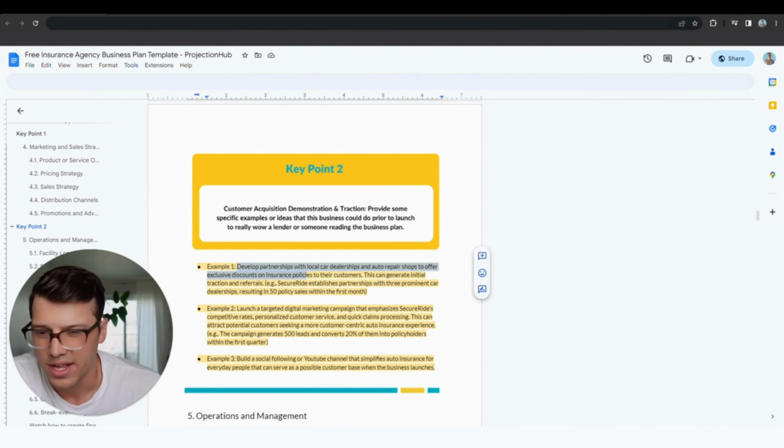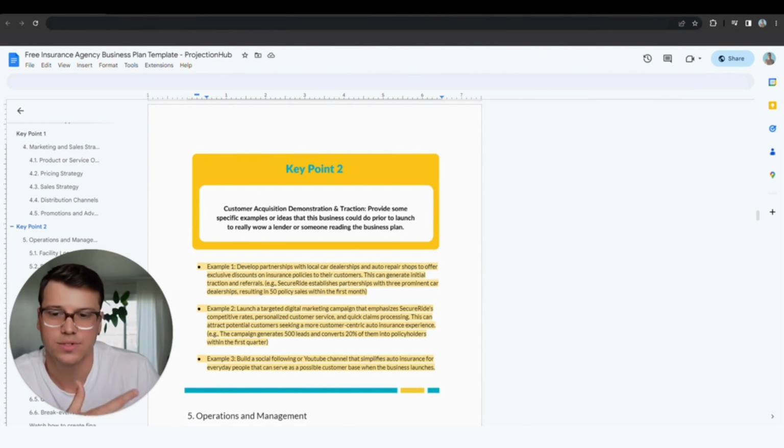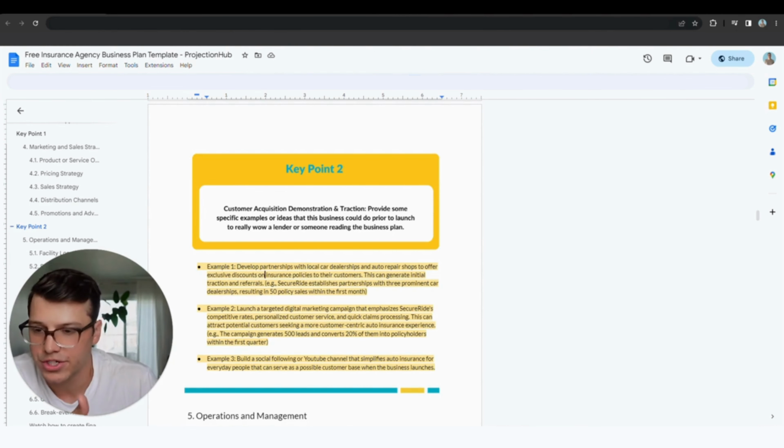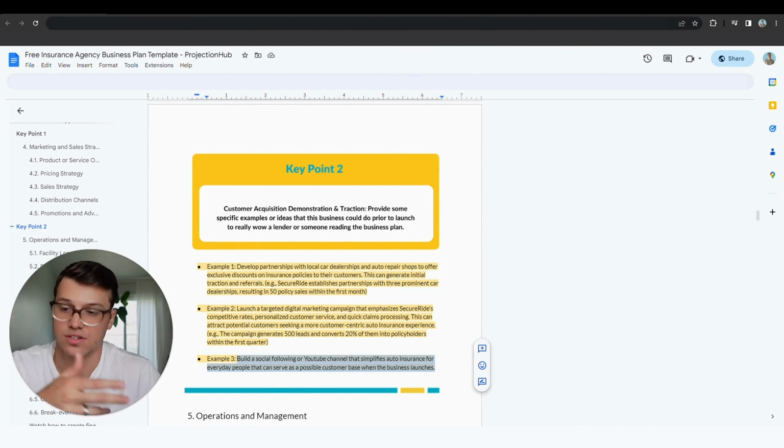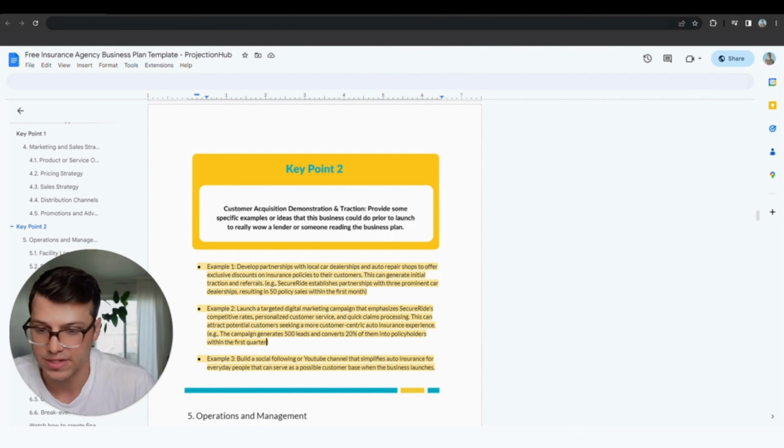A popular example, and I would say examples one and two here are probably post-launch examples, things you should be doing. Developing partnerships, basically lead generation funnels for your business, for potential customers through referral relationships. Those are good things to be doing. But I really like example three, as let's assume this is a startup insurance agency business plan. The reason I really like example three is because this demonstrates hustle to me.